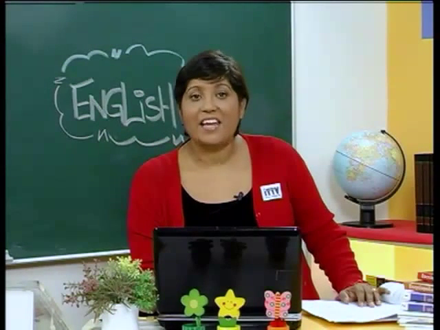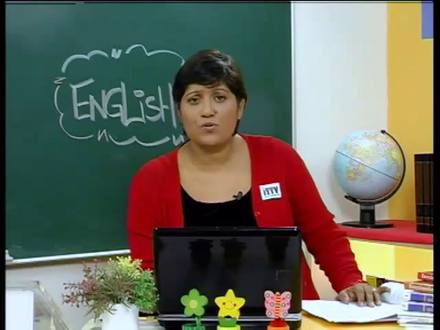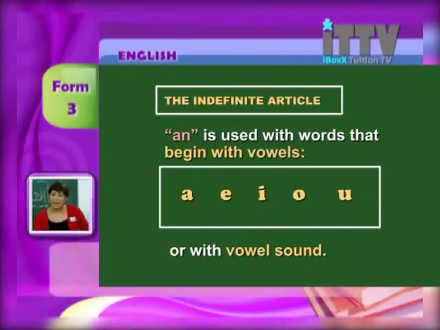Let's look at an now, when we should use the word an. An is used with words that begin with vowels. And what are the vowels? A, E, I, O, U. As a refresher, let me remind you that all letters in the alphabet that are not vowels are consonants, or with a vowel sound. I'll come on to elaborate about that in the next slide.